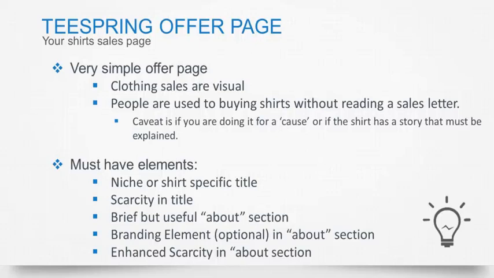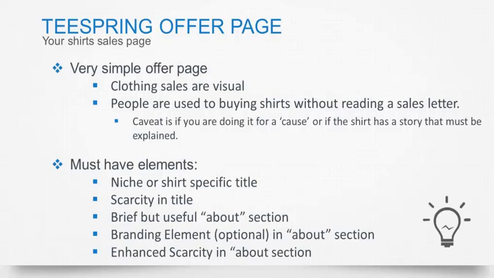So, the only time you need any kind of sales copy is if you have to do something to explain the shirt itself, all right? Which does happen. Some people do things for a charity, or they have a really funny saying that's like an inside joke, and then once you get it, you'll love it, and they need to explain that. Otherwise, you only need a few lines of text at the most and a buy button, all right? And Teespring takes care of all of that for you. You just fill in the blanks. Now, there are a number of must-have elements in your offer page.